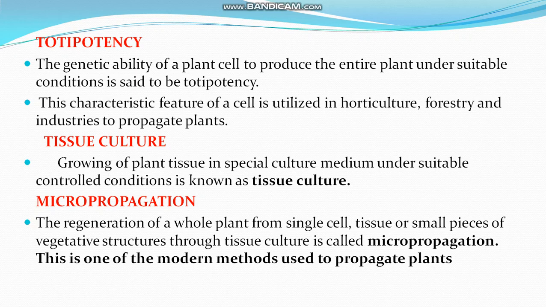Tissue culture: growing of plant tissue, plant cell, plant protoplasm or pollen grain in a special culture medium under suitable conditions, in sterile condition, is known as tissue culture. Micropropagation: the regeneration of a whole plant from a single cell, tissue or small pieces of vegetative structure through tissue culture is called micropropagation. This is one of the modern methods used to propagate plants.